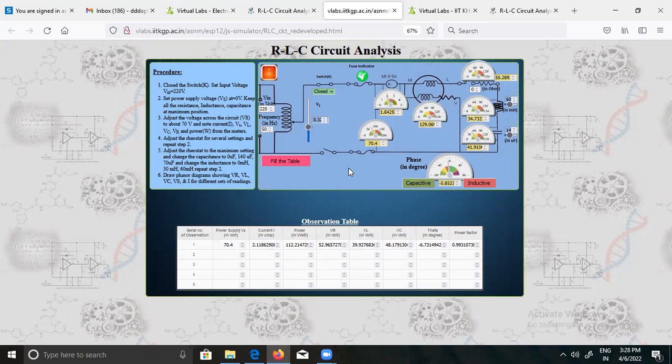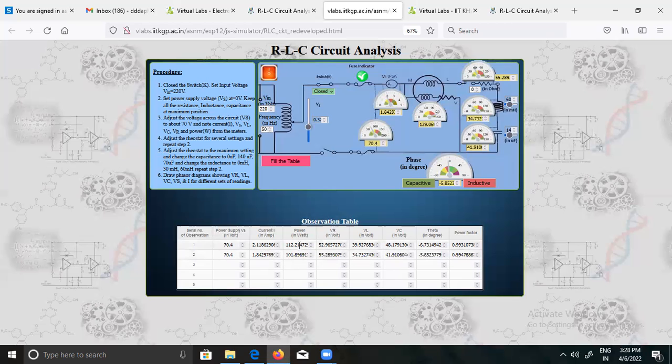So see here, whenever I change it to 30, what will happen? All the readings are going to change. The value of current is going to change, the power is going to change, and the voltage across the resistance, inductance, and capacitance is going to change. When I fill it into the table, you can observe the changes.